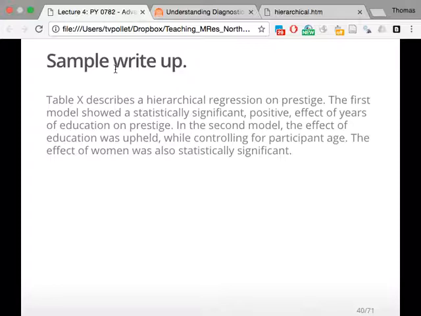And then in terms of write-up, you would say Table X describes the hierarchical regression on prestige, and then the model showed, then you would describe what you see in the table. So the model showed a statistically significant positive effect of years of education on prestige. In the second model, the effect of education was upheld while controlling for participant A. It shouldn't be participant A, sorry. It should be percentage of women. So I'll correct that. And the effect of women was also statistically significant. It's because I copied these from something else. I have a standard write-up. So I'll correct that. But you get the gist.